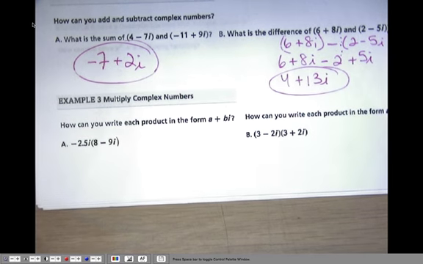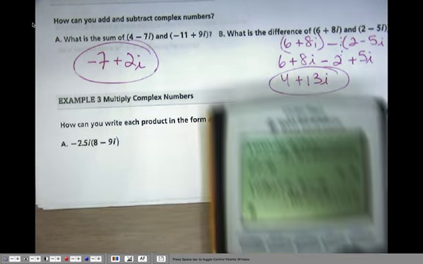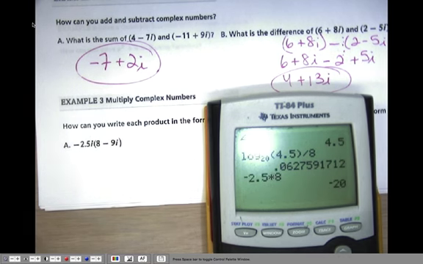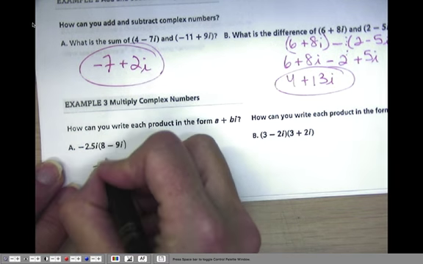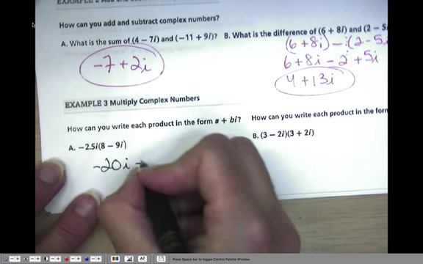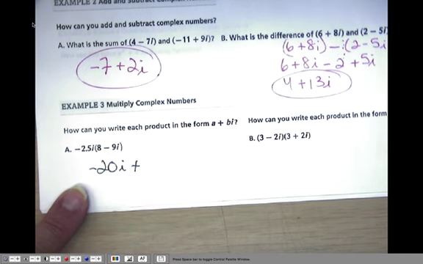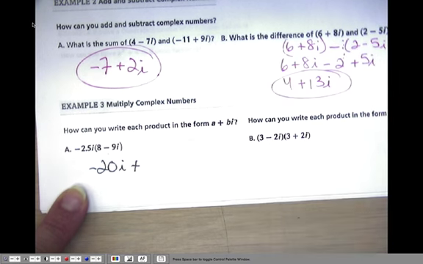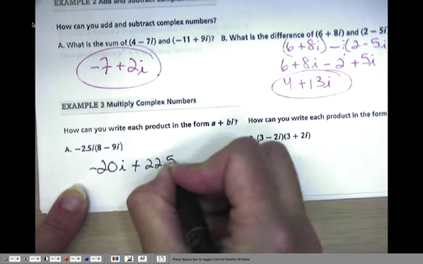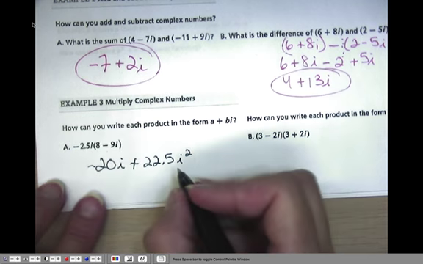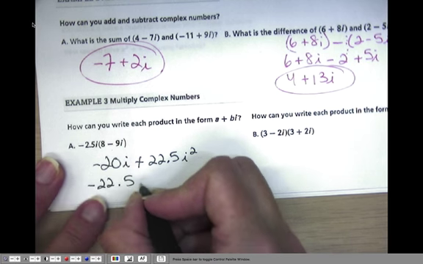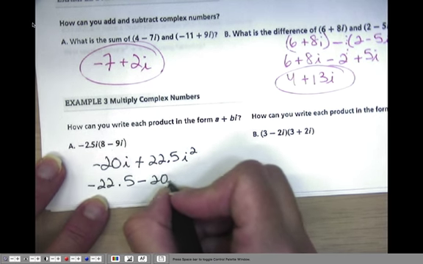So get my handy dandy calculator. -2.5 times 8 is -20, so that's -20i plus, because negative times negative is positive, 9 times 2.5, 22.5i squared. And then, as I said previously, this i squared becomes a -1. So now I have -22.5 minus 20i.